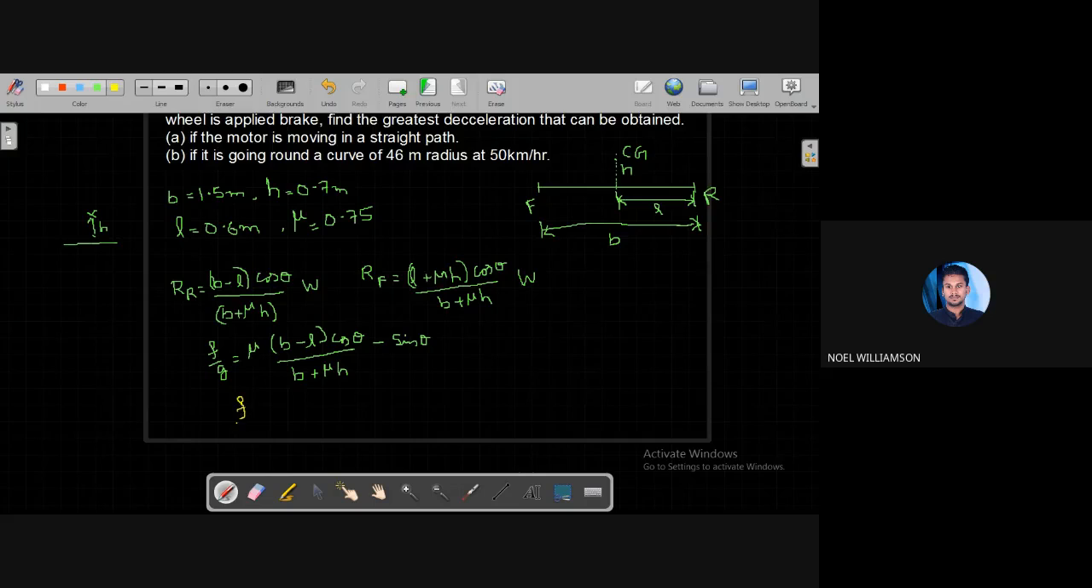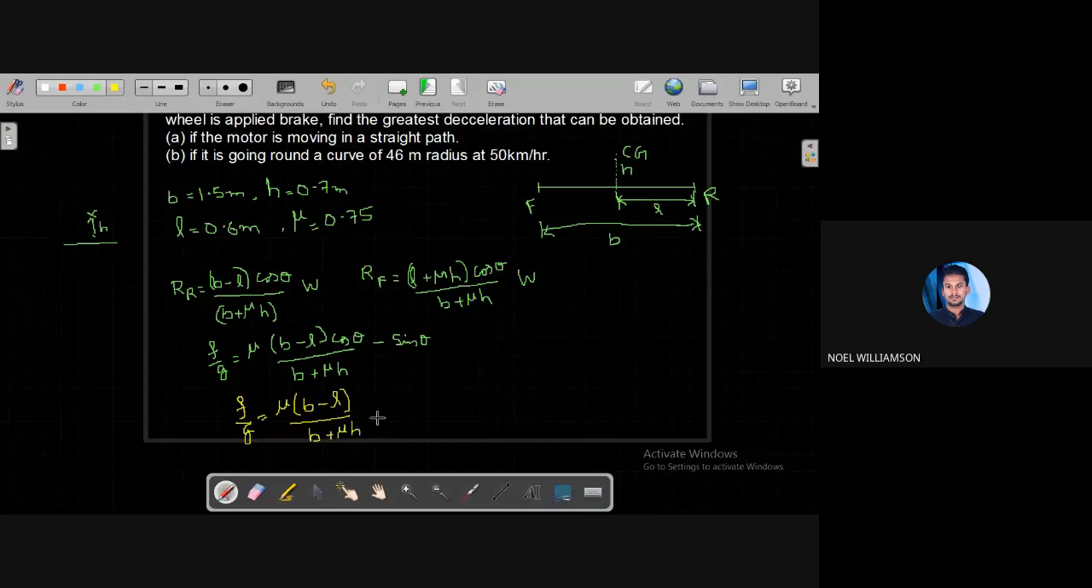So we can write F by G equal to mu into (B minus L) by (B plus mu H).